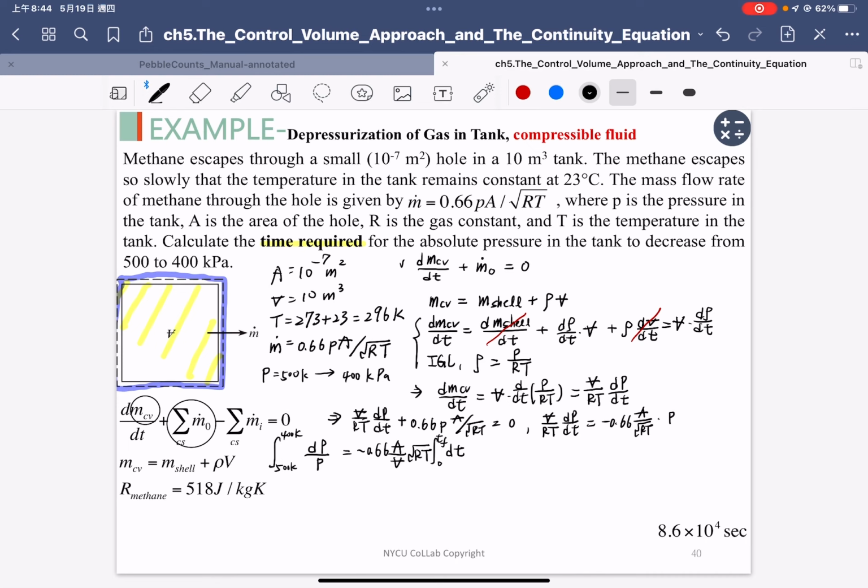So we can put all of the values inside the formula now. Minus 0.66, and the area is 10 to the minus 7, and the total volume here is 10 cubic meters, and inside the root we have the gas constant value here. Here it is 518, and the absolute temperature is 296.